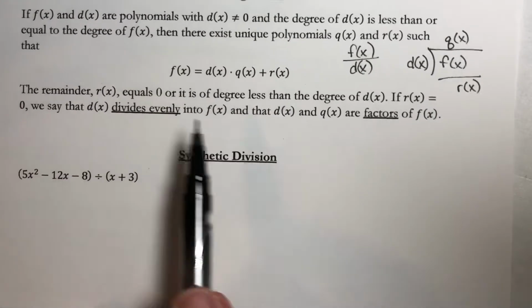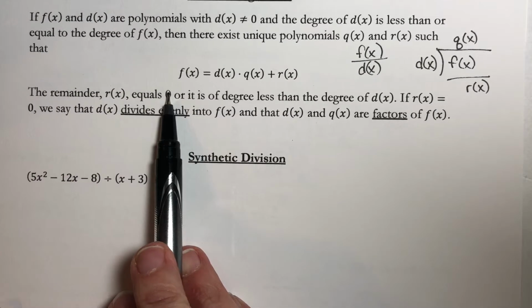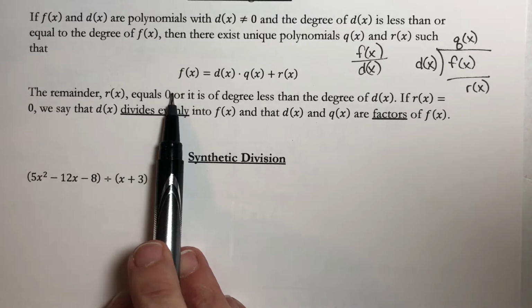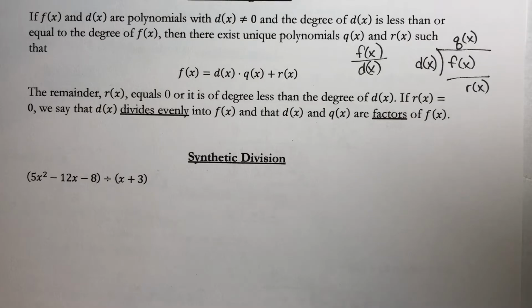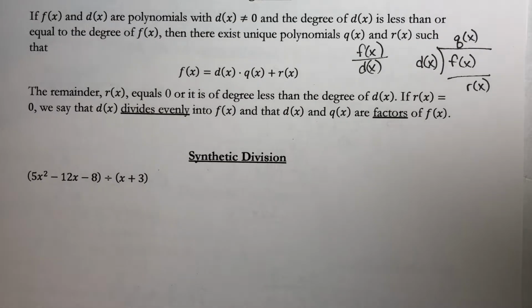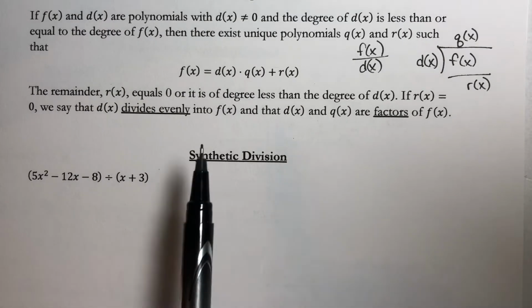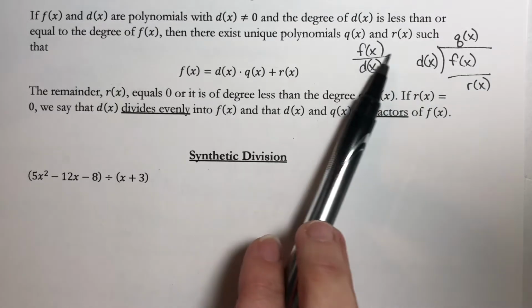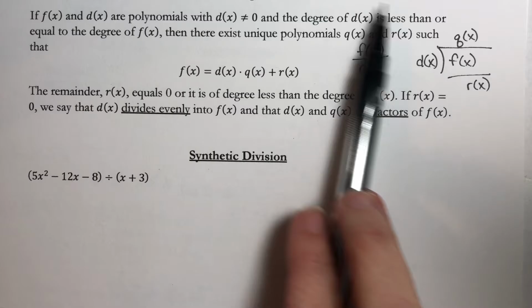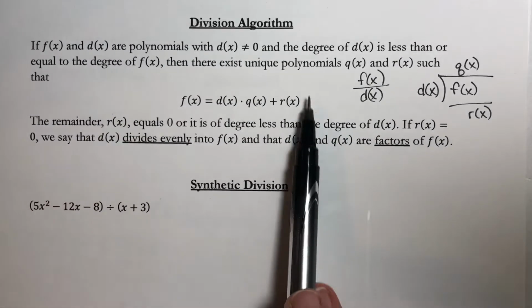Now, we've also been saying if our remainder is 0, okay, then we say it divides evenly, and they are factors. If it doesn't divide evenly, then they are not factors, okay? And we have also said that our remainder always has a smaller degree than what we are dividing by. So everything in this we have already talked about.